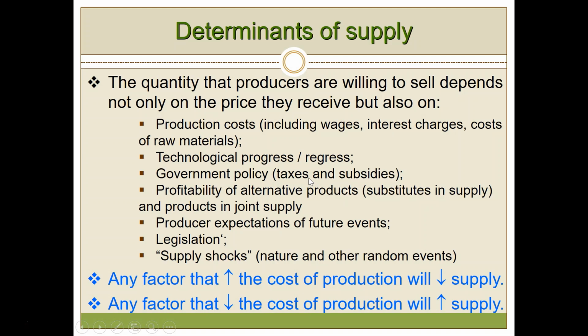Or additional taxes, a form of government policy, will imply that it's more expensive for us to provide our product to the market. It will increase the cost of production, and as a result, it will reduce supply, and so on. So whenever you analyze the effect on supply, try to think how this particular factor will change the cost of production and shift your supply curve accordingly. Let's have a look at some examples.